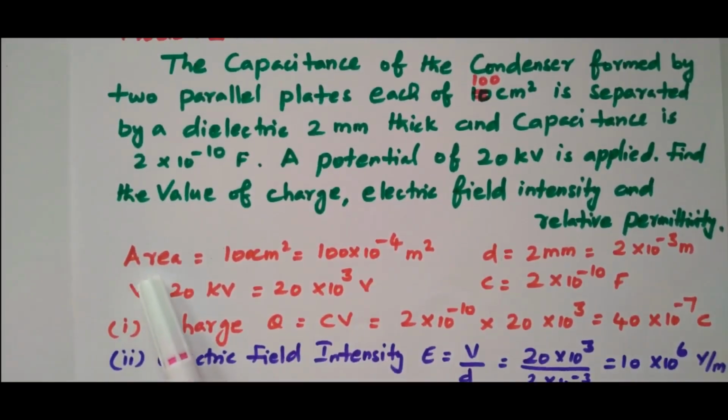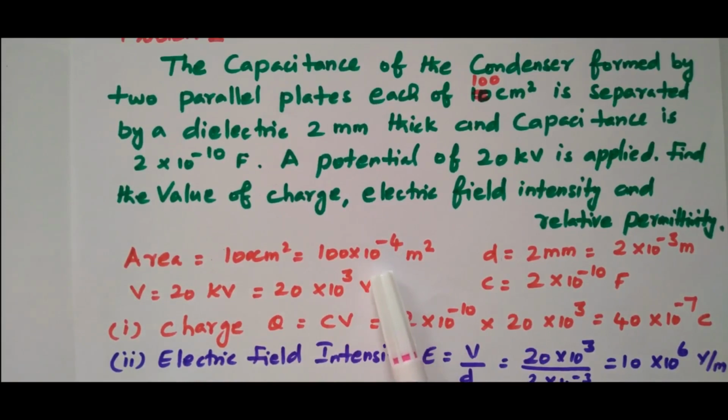So the area is given 100 centimeter square. While converting into meter square, we need to multiply by 10 to the power minus 4. So the area is 100 centimeter square, that is equal to 100 into 10 to the power minus 4 meter square. The applied voltage is 20 kV. 20 kV means 20 into 10 to the power 3 volts. Kilovolt means we need to multiply with 10 to the power 3.